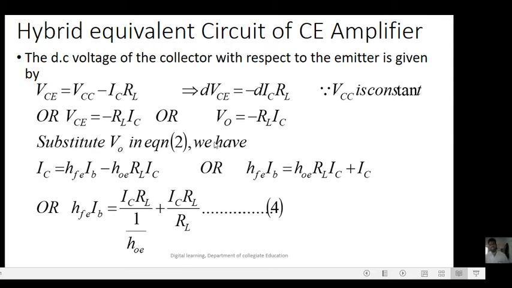Substituting V0 in equation 2, we have IC is equal to hfe IB minus hoe RL IC, or hfe IB equals hoe RL into IC plus IC.